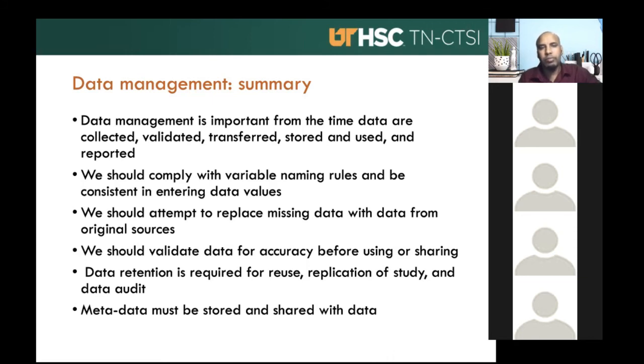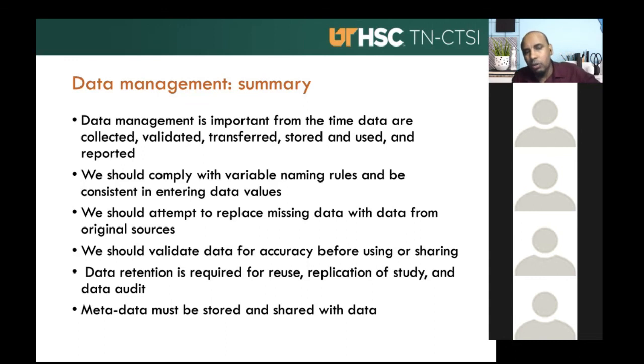So we should comply with variable naming rules and be consistent in entering data values. It's a good practice to have another pair of eyes look at whether the data entered into databases are accurate. We should attempt to replace missing data with data from original sources. We should validate data for accuracy before using or sharing. Data retention is required for reuse, for replication of the study, and for data audits.